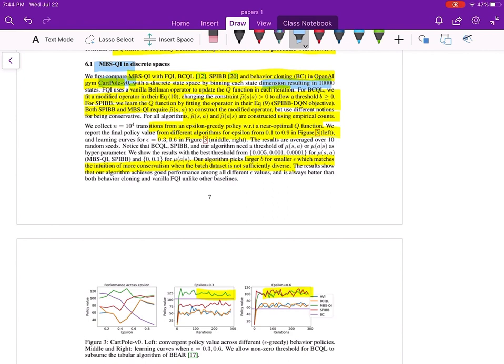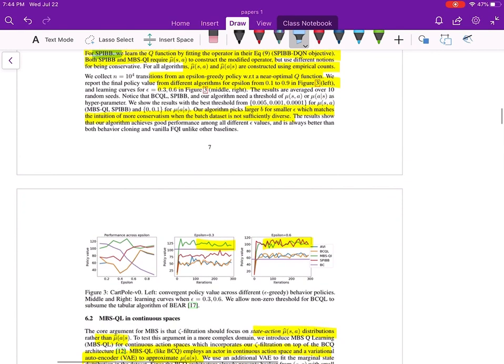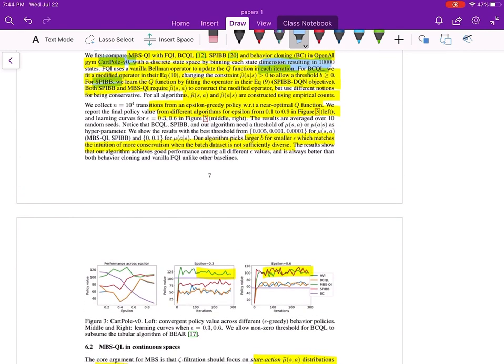So FQI, and FQI is being run, BCQ is run, and then SPIBB. Okay, then let's get into the figures here.